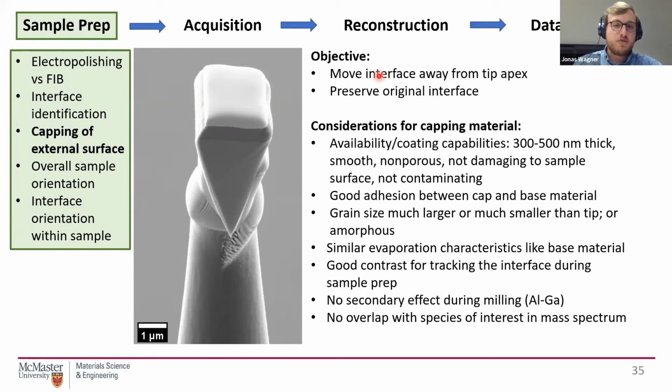Also, it helps to preserve the original interface. So how do you choose the material you use for the capping? Well, first, of course, you're limited by what's available to you. What techniques do you have to apply the coating? So you need a coating that's about 300 to 500 nanometers thick. It should be smooth. It should be non-porous. The process itself should not be damaging to the sample, and you should avoid any contamination. So that will definitely limit you in your choice of materials.